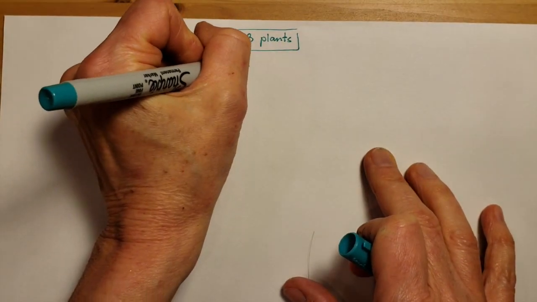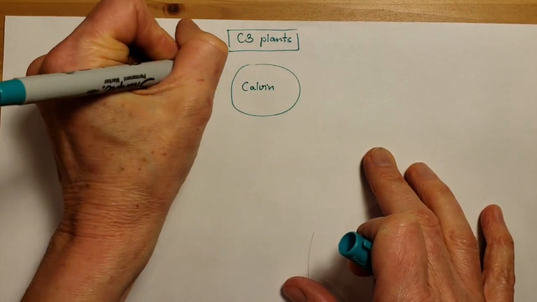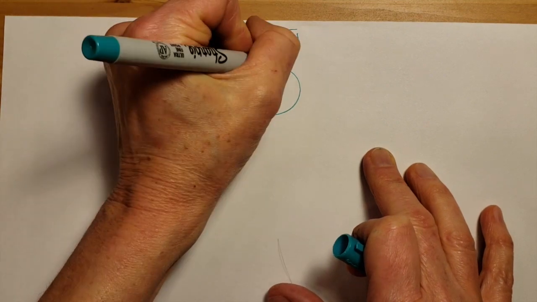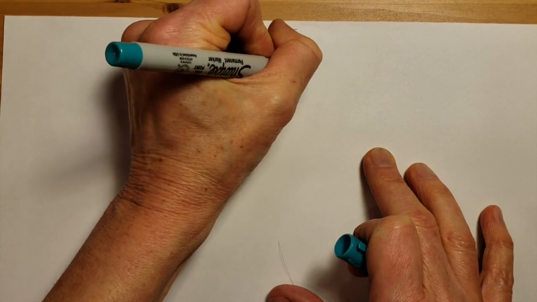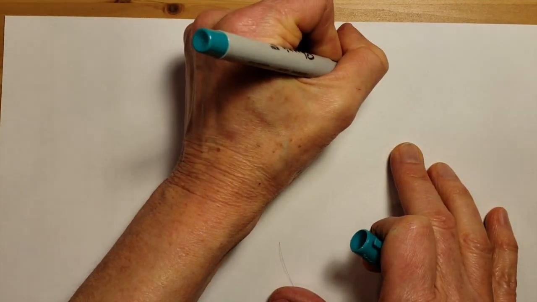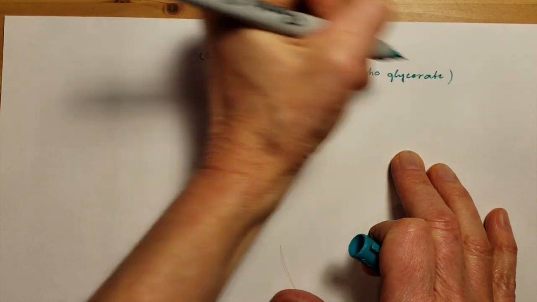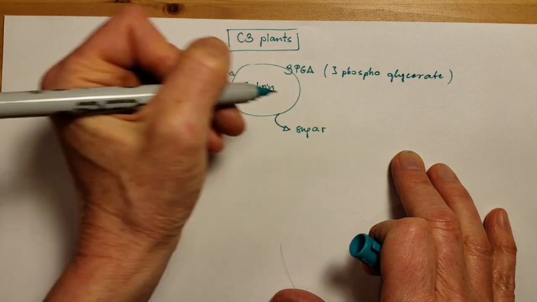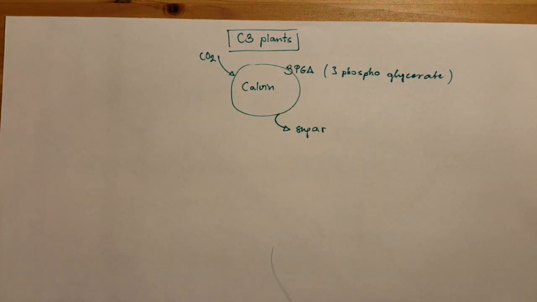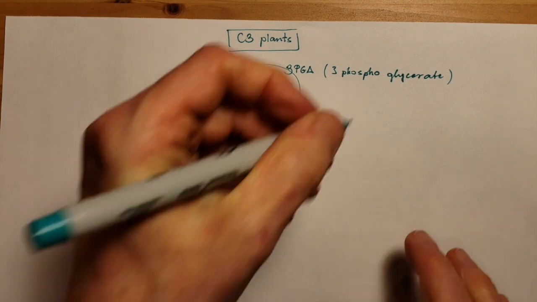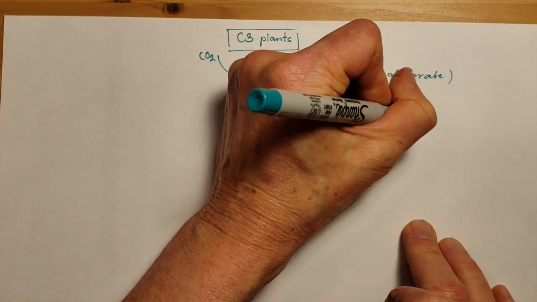We have 3 different types of plants based on how they got accustomed to the environment. The normal plants are the C3 carbon plants. They have the Calvin cycle, totally normal. Carbon dioxide goes in. They will have a 3-phosphoglycerate molecule and the sugar comes out.